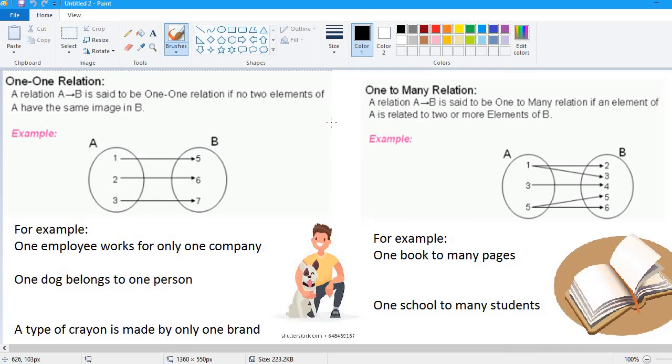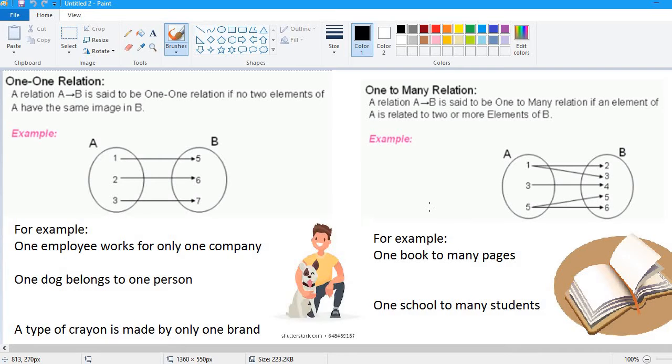Alright, let's talk about one to many relations. A relation A maps to B is said to be a one to many relation if an element of A is related to two or more elements of B. So see we have elements in the domain right here. We have one pointing to 2, but one is also pointing to 3. So we can see that one element goes to many numbers in the range, right? All right, 3 is a one-to-one mapping. How about 5? 5 points to 5 in the range circle, and 5 points to 6. So we realize that one element here is pointing to many numbers in the range.